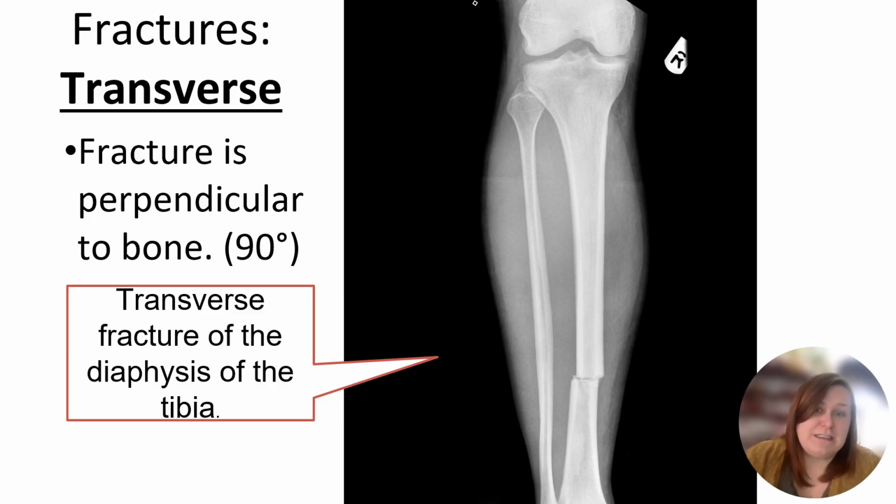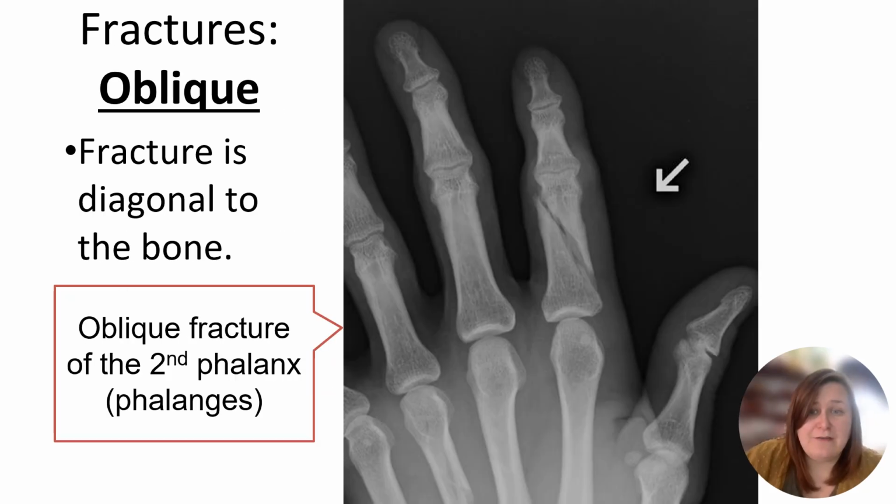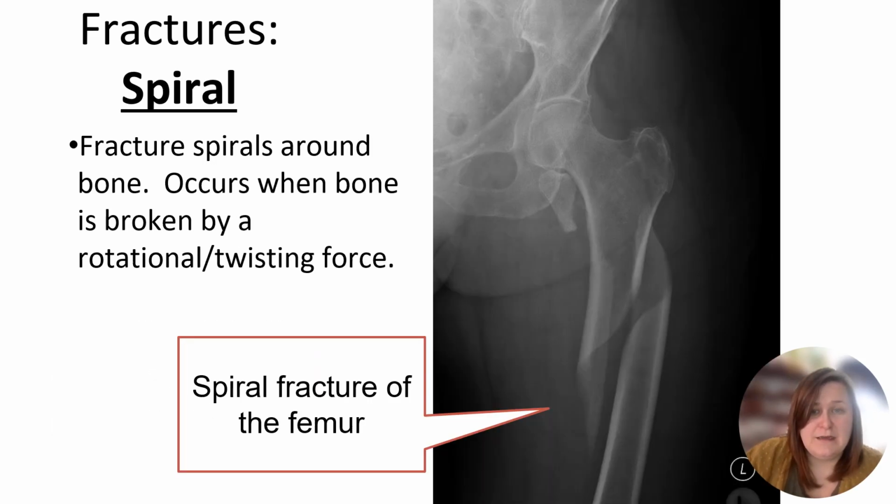So let's talk about a few different types of fractures. We have transverse fractures, where the fracture is perpendicular to the bone, so it is at exactly a 90-degree angle. We can also have oblique fractures, which is like a diagonal fracture to the bone. We have spiral fractures, where the fracture spirals around a bone. This often happens to long bones. This happens when the bone is broken by a rotational or twisting type force.